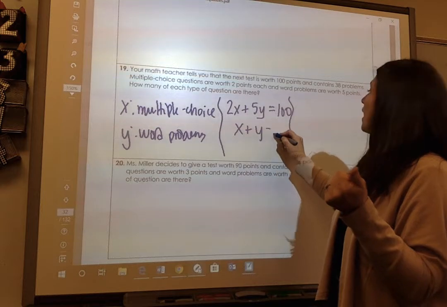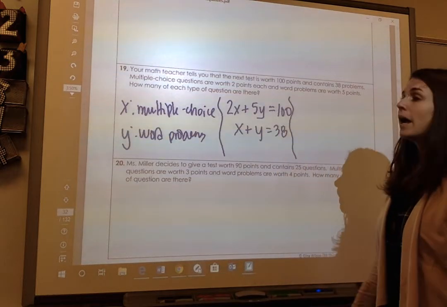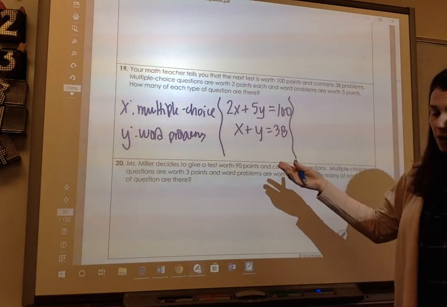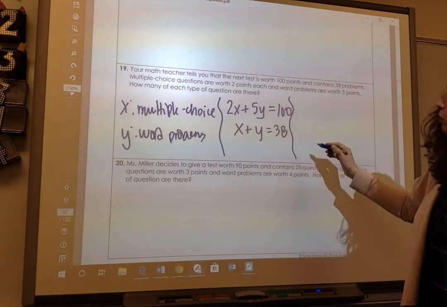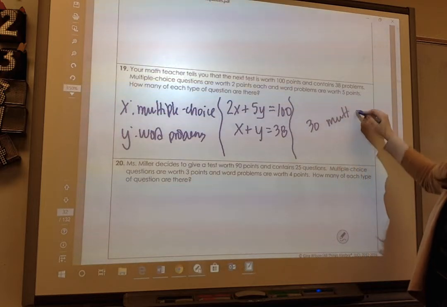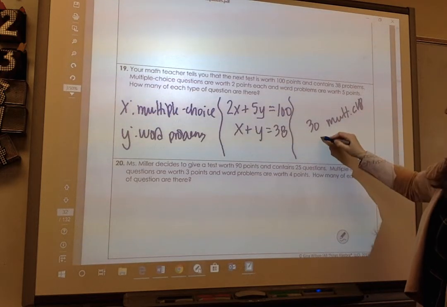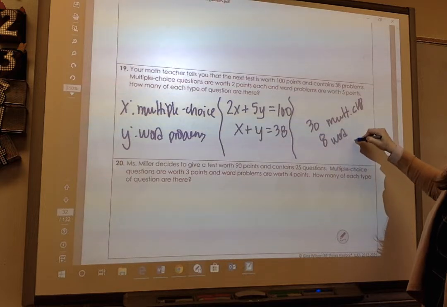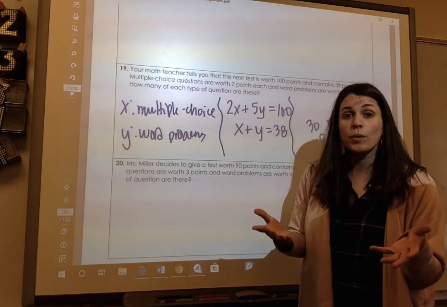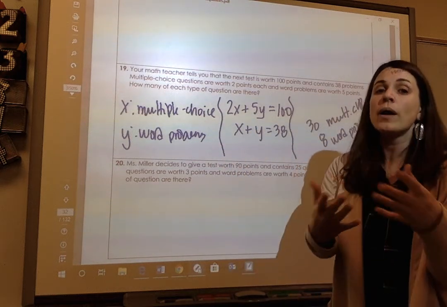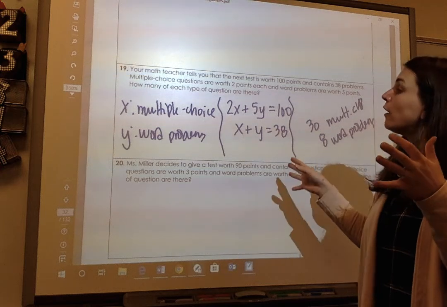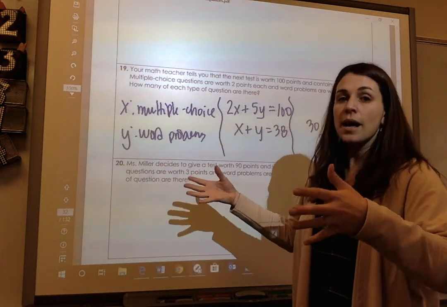So X plus Y equals 38. Again, I might use elimination and cancel out my 2's. I could do substitution. It doesn't matter, but you do need to know that there are 30 multiple choice and 8 word problems. So hopefully this lesson is easy because we've done word problems before in the same format. You know how to do systems of equations. So now we're just kind of tying that all together. If you're struggling, come and see me. Otherwise, good luck.